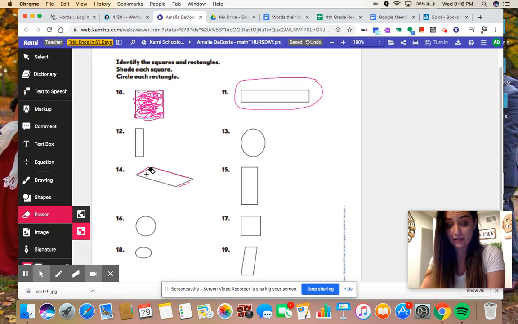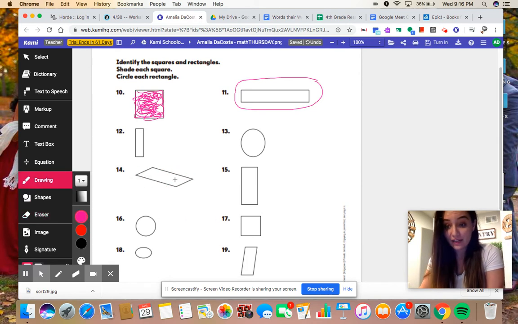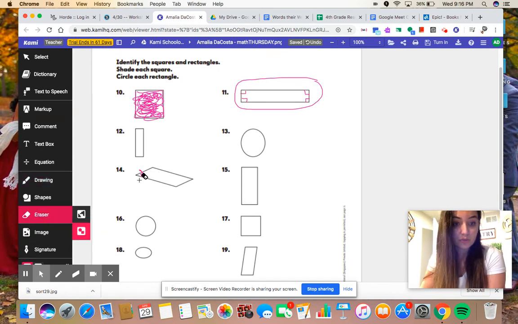Why is it not a rectangle? Why is this not a rectangle? Well, it's not a rectangle because, why isn't this erasing? Okay, here we go. This is not a rectangle because in a rectangle, each corner makes a perfect 90-degree angle, this perfect little corner, okay? Do we have 90-degree angles here? No, we don't, okay? So this is not a rectangle or a square, okay? So you don't do anything to it. You leave it alone. You move on to number 15, okay? I just wanted to point that out.